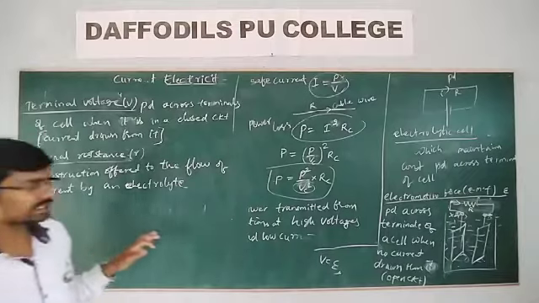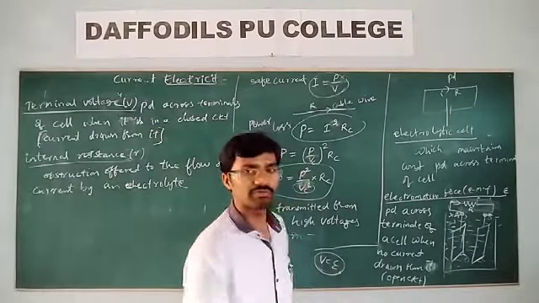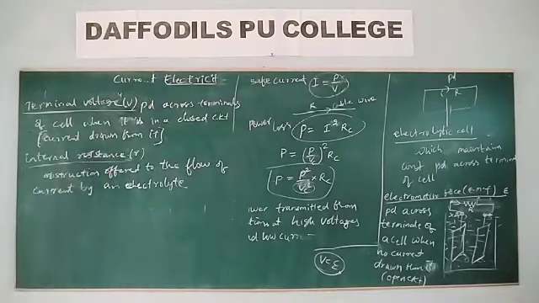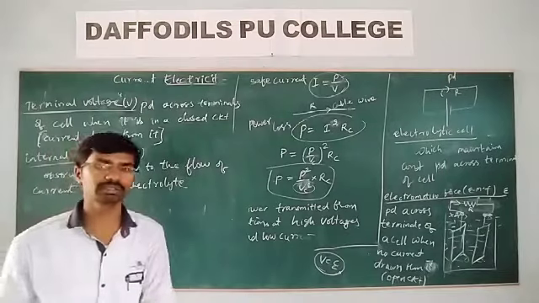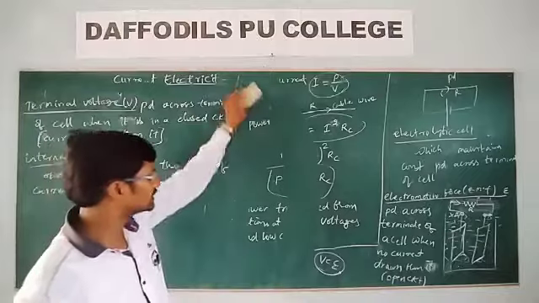Remember, whenever the cell is in an open circuit, terminal voltage and EMF are the same. But if the cell is discharging, in that case the terminal voltage is less than the EMF. If the cell is charging, terminal voltage is greater than the EMF. Let us discuss that also. First, we will derive the expression for the current in a simple circuit.